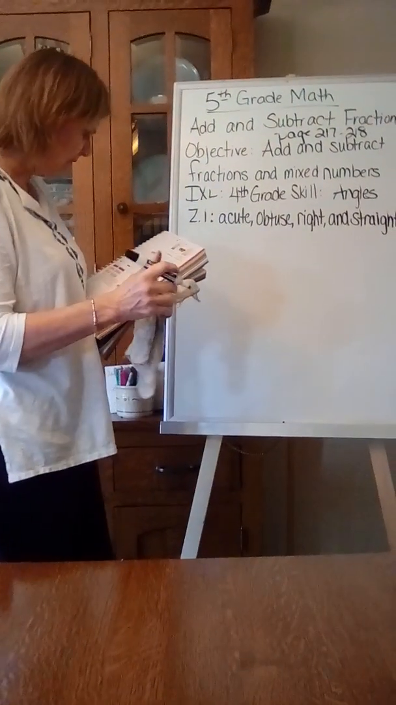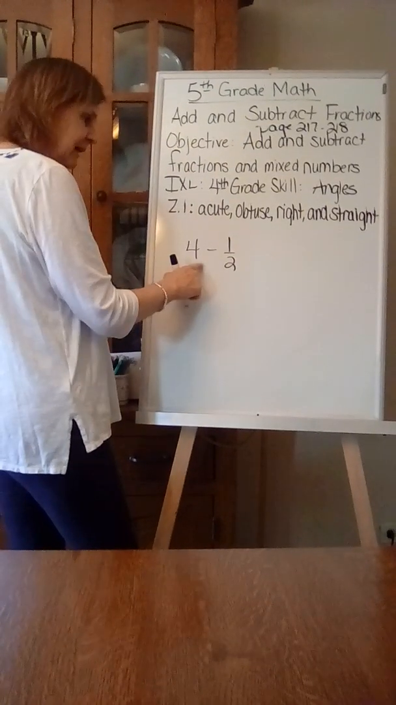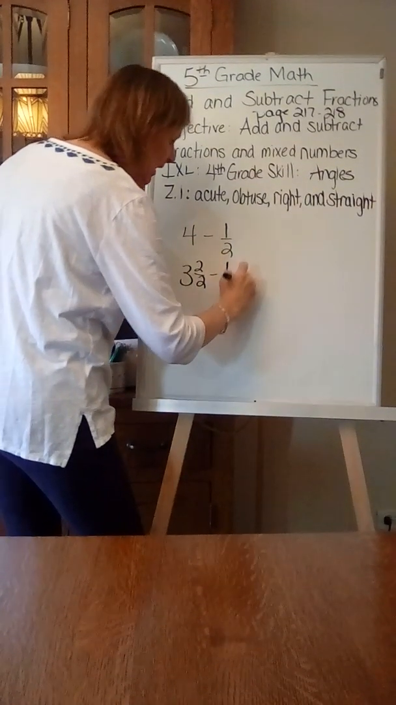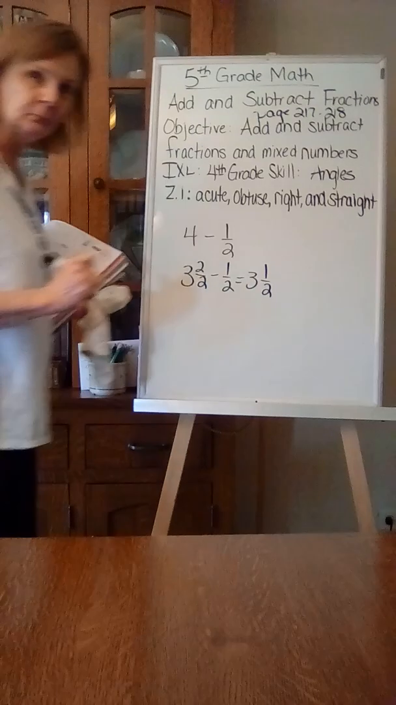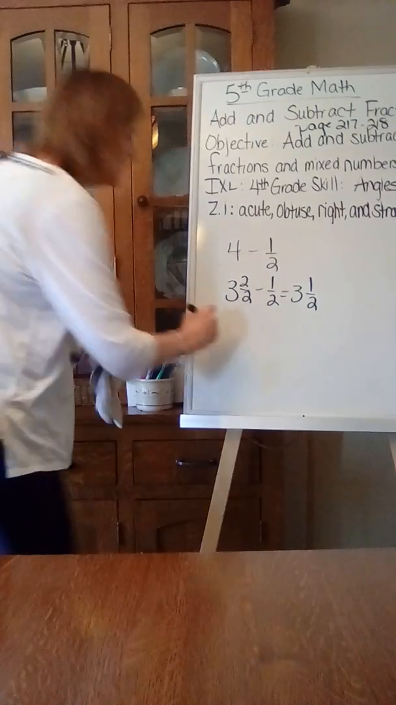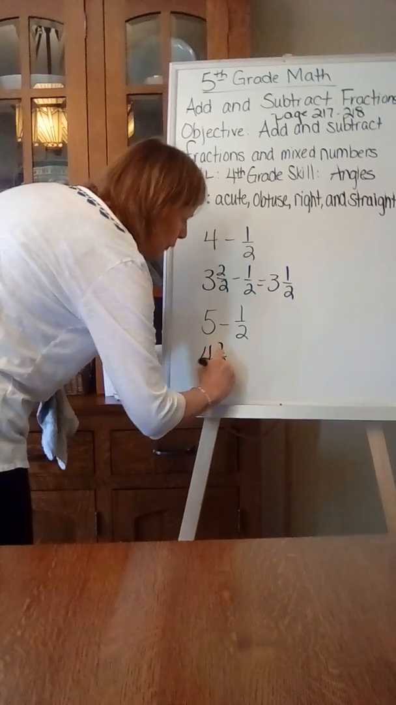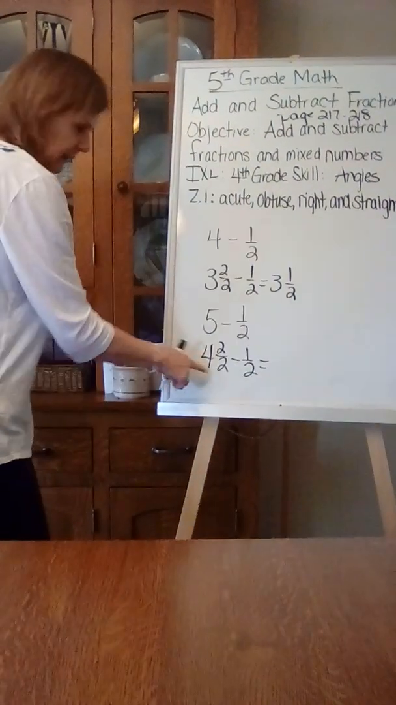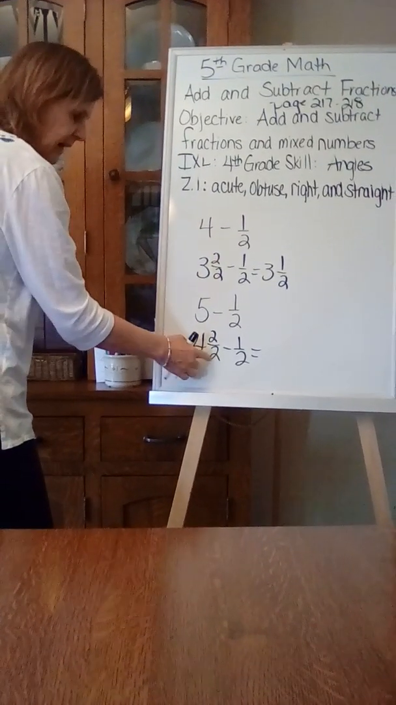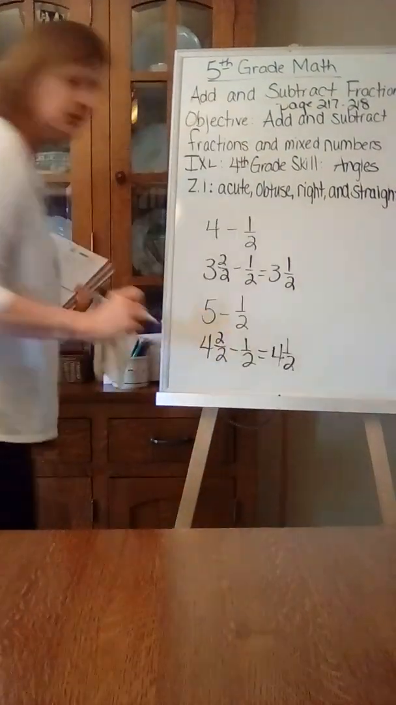All right, 11. I've got 4 minus 1/2. I've got to get me a fraction here, so that becomes 3 and 2 over 2 minus 1/2, 3 1/2. All right, and the last one, 5 minus 1/2 becomes 4, 2 over 2 minus 1/2. This equals 5. That's all I'm doing there, guys. I'm just converting that so that I can subtract. I don't have a fraction there. I need a fraction there to subtract. So I've got 4 and 1/2.